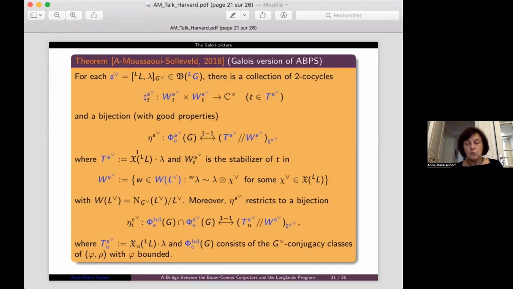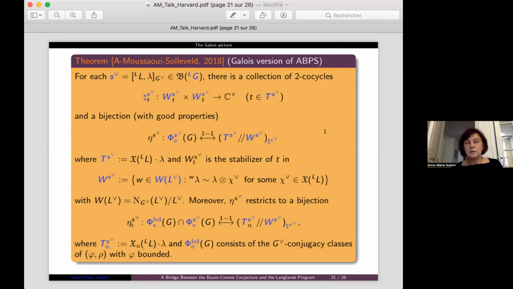And moreover, if we restrict to bounded enhanced L-parameters, meaning the parameter is bounded, which are the parameters expected to correspond to tempered representations, you get a bijection with the tempered part of the extended quotient. Okay, so this is the Galois version of ABPS. And in fact, what I maybe mentioned but didn't insist on: in the proof of the first cases where we proved the ABPS conjecture on the group side, we used the fact that we have the Langlands correspondence. But here, we do not need the Langlands correspondence to prove this result. It's totally on the Galois side.